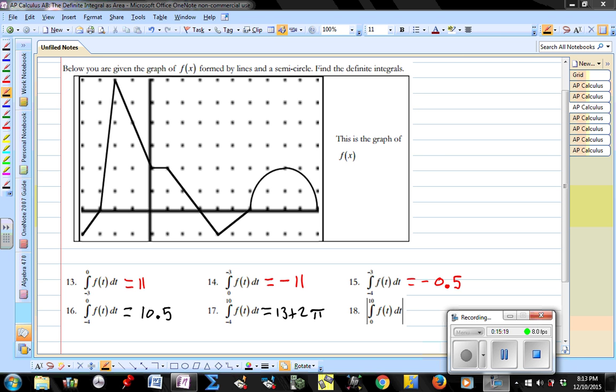Okay, checking the answers. For number 16, we get 10.5, and for number 17, we get 13 plus 2 pi. Hopefully we all agree. Now we're looking at number 18. There's a couple different ways to think about number 18. We'll talk about an informal way first, and then we'll talk about a more formal way. Hopefully you'll understand both.